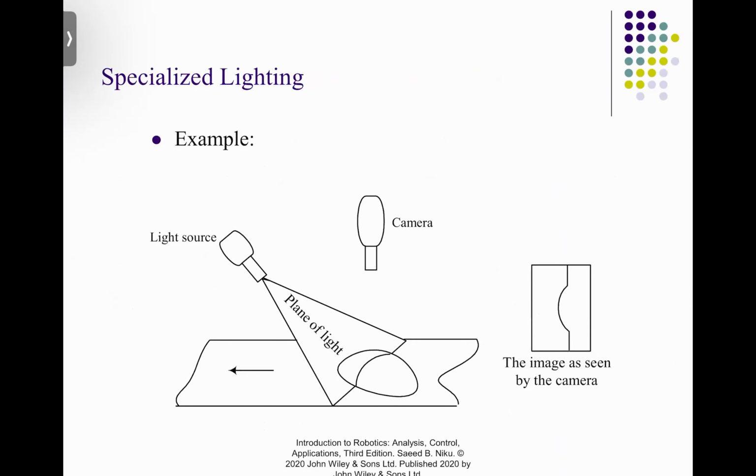And sometimes you can use some specialized lighting. That way, the depth is represented as a different shape. For example, this is the shape that is protruding. You have this plane of light. Once this area is illuminated, you see the edge. That is an indication that there is a relative elevation between the planes.